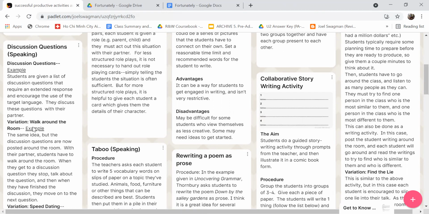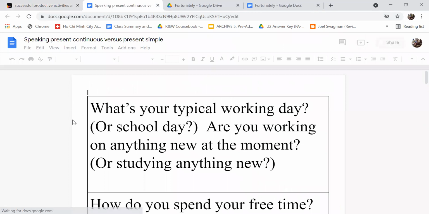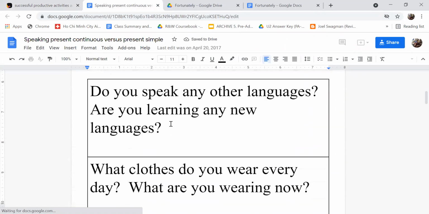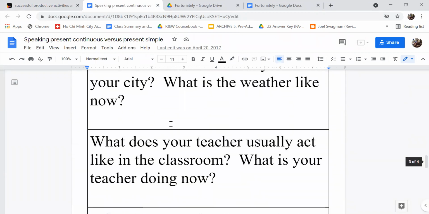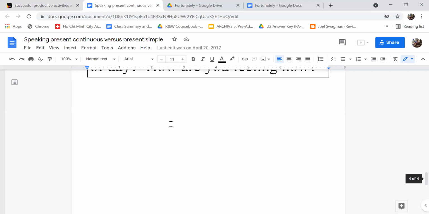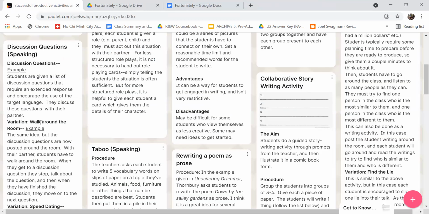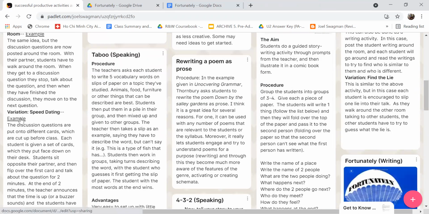But there are variations. Walking around the room, I've sometimes heard this referred to as a gallery walk, where instead of giving them all the questions on a handout, you post these questions all around the room, and they have to walk around with their partner and talk about each question as they get to it. It's good for getting them out of their seat and getting them more active. Also, speed dating.